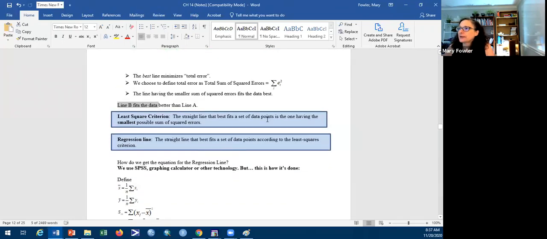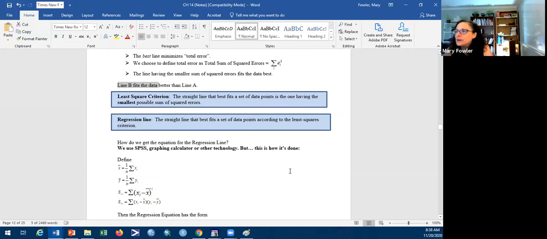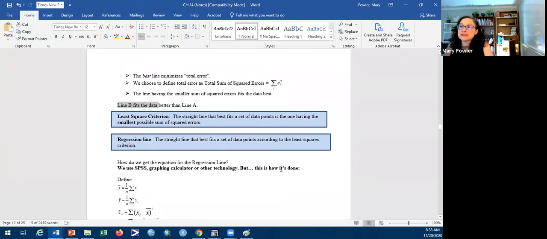Okay, so that is our best fit line. The least squares criterion is the straight line that fits the data points best. It is the one having the smallest possible sum of squared errors. The regression line is the straight line that fits the data best according to the least squares criterion. So it turns out that line B is not just better than A, but it is the best possible line, and any other line in the plane would cause a larger sum of squared errors.